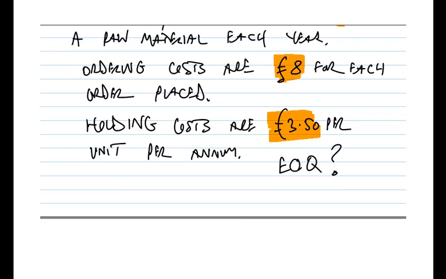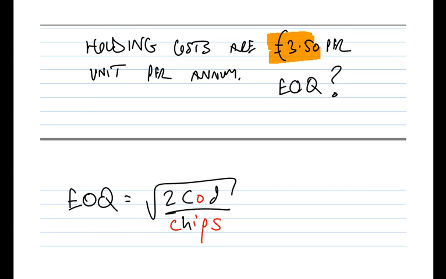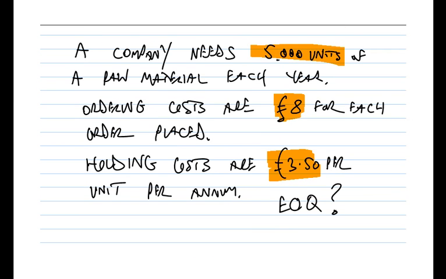Well, to work out the EOQ, we've got our formula, and the way to remember is the square root of a large fish supper. So the square root of 2 cod over chips, so 2 times C times D over H. Well, what are the numbers I need to plug into this? Well, let's go back to the figures in the example I created. So the 5,000 units that we require, well, that's D. That's the annual demand. Remember, it should be annual, and they have told us that it's each year. So the 5,000 is D.